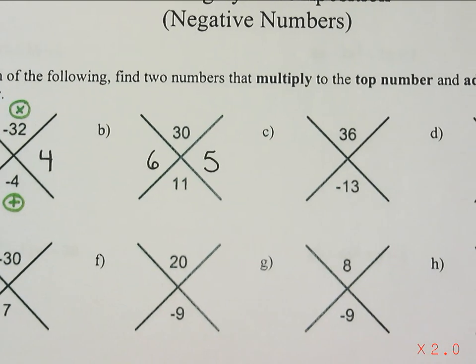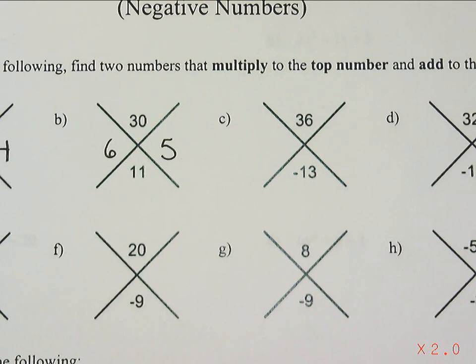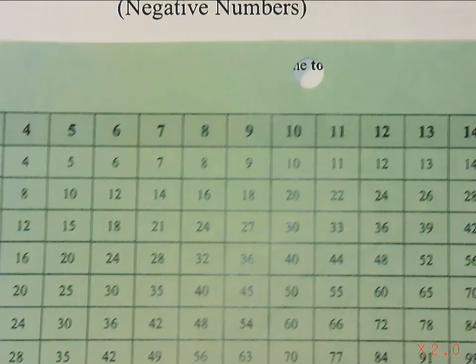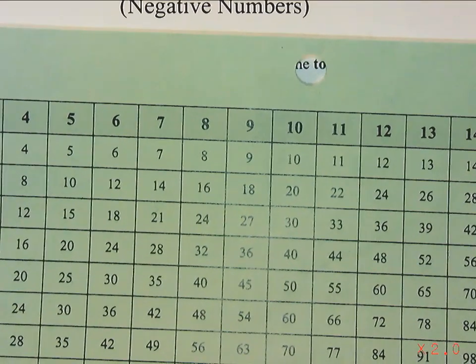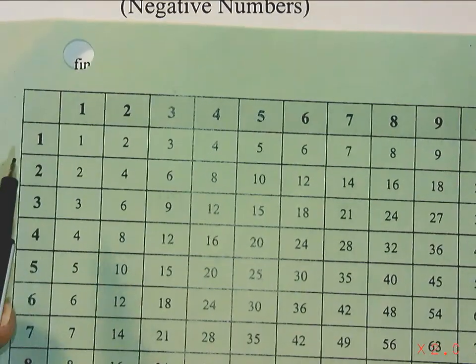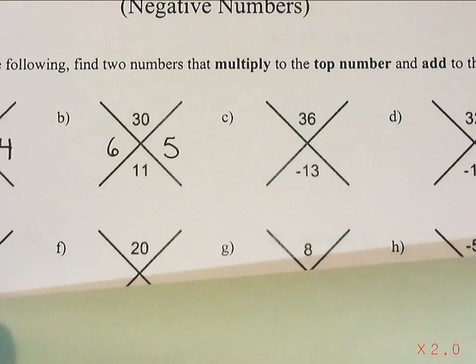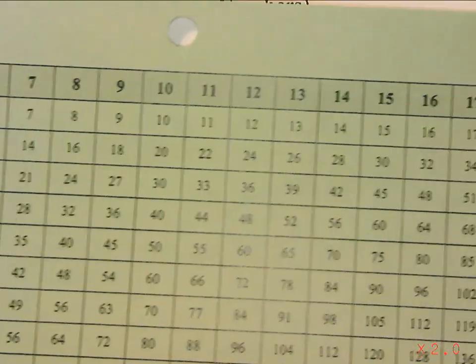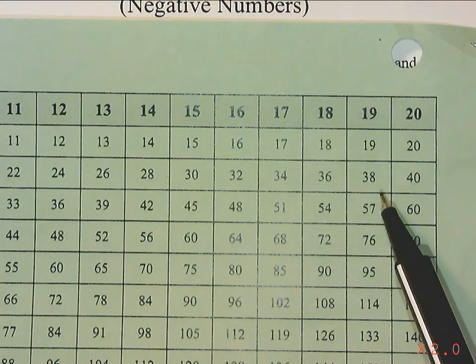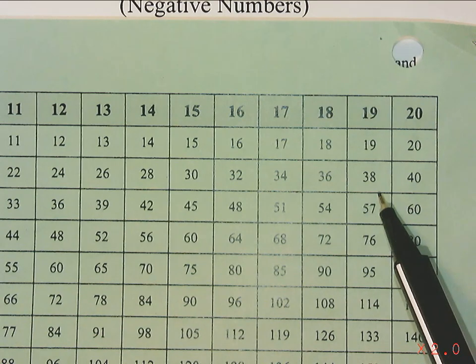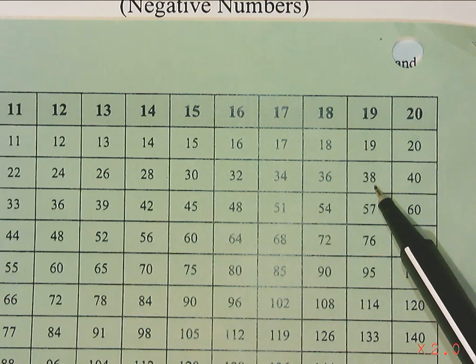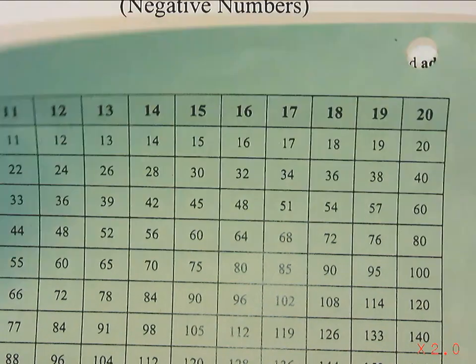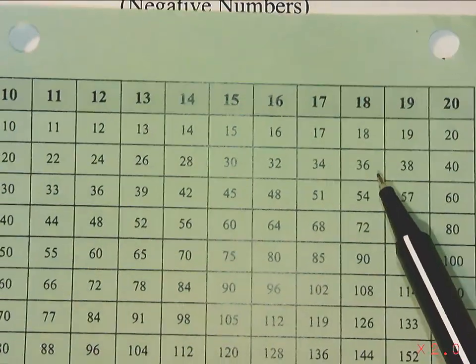All right, let's try our next one. I have 36 and we're trying to get it to add to -13. So I'm going to go back to my grid. I'm looking for things that multiply to 36. I do know that the 1 times table always works, so 1 and 36 is not going to add to 13. Okay, let's try to find another 36. I see one here, 18 and 2, add to 20 and subtract to 16. We're looking for 13. We need to keep looking.